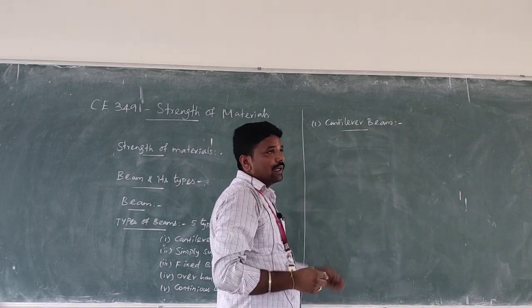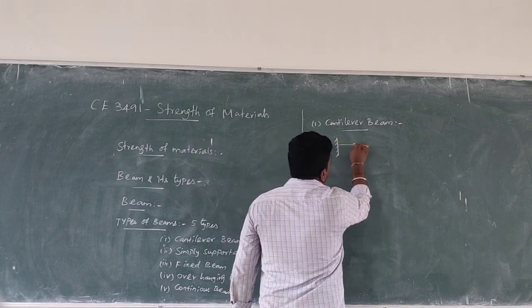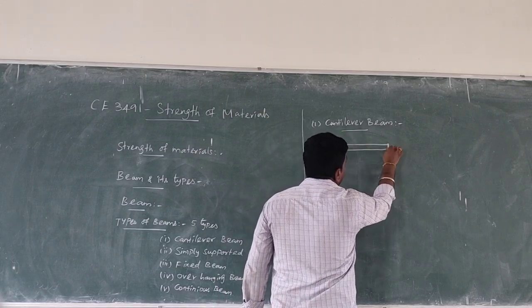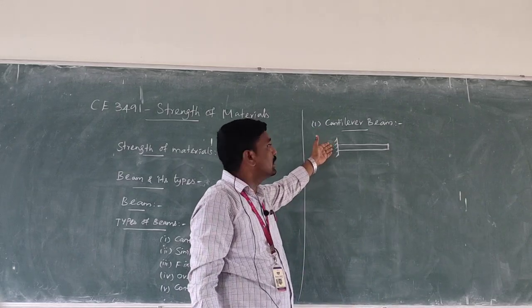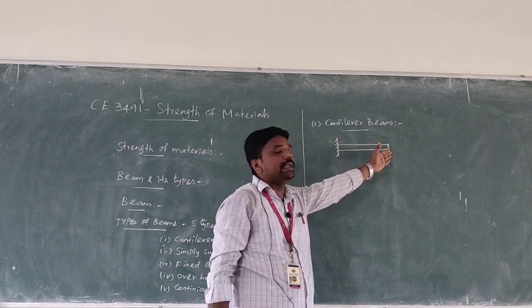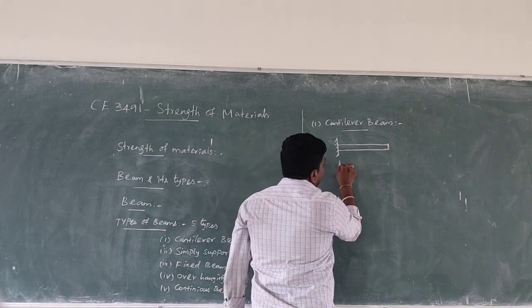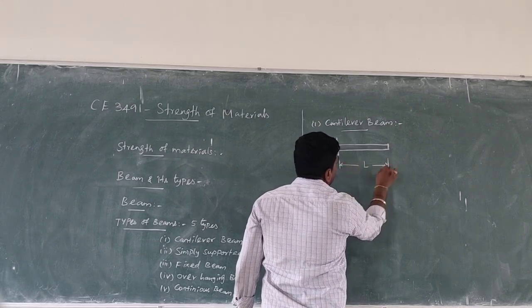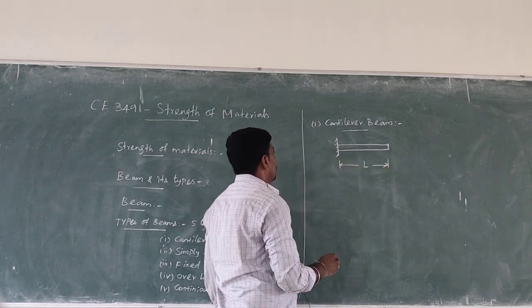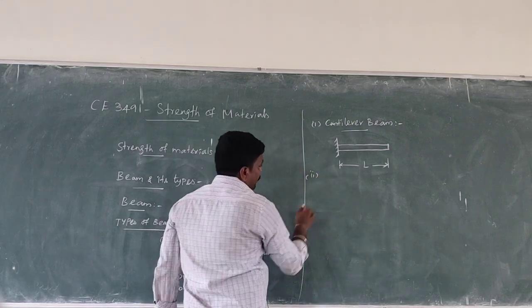When one end of the beam is rigidly fixed in a wall and the other end is free, it is called a cantilever beam. The entire length we denote as L.